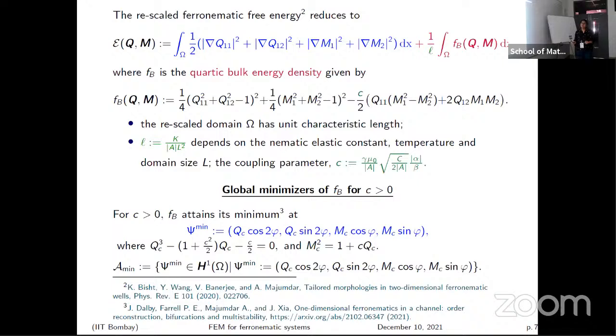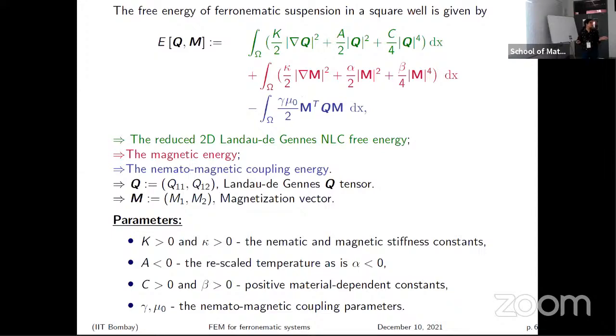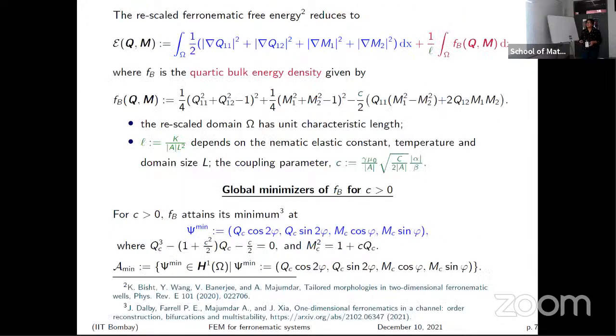So this is the non-dimensionalized nematic free energy which we consider for analysis, where A_B is the bulk energy density and that is defined in this way. This small parameter A depends on the nematic elastic constant, temperature and the domain size. So here this is the domain (0, L), and after non-dimensionalization, this scaled domain has unit characteristic length.